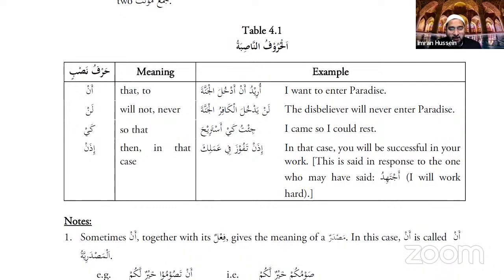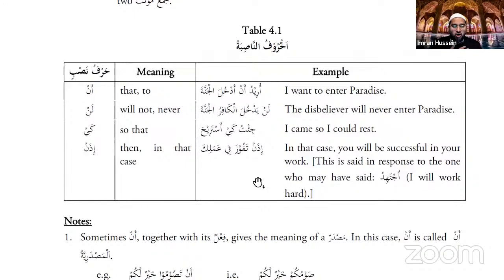Now here it says إذن تفوز في عملك. So this comes as إذن. It normally comes as a response for a sentence which has come before it, and the sentence which came before it was أجتهد. So in that case, you will be successful in your work. This is said in response to the one who may have said أجتهد, I will work hard.